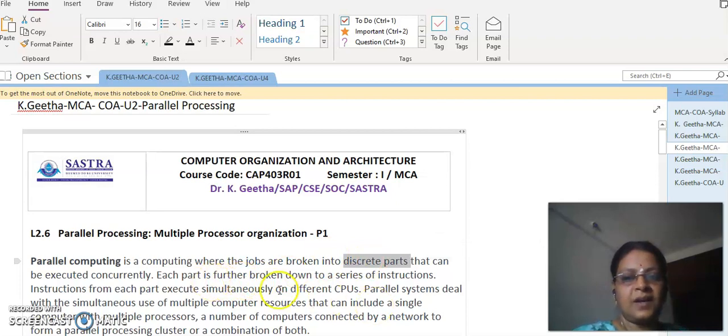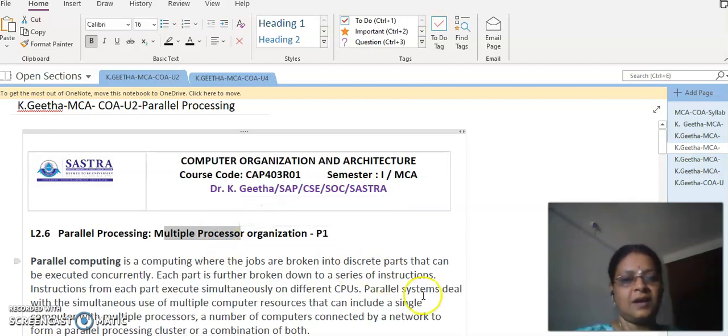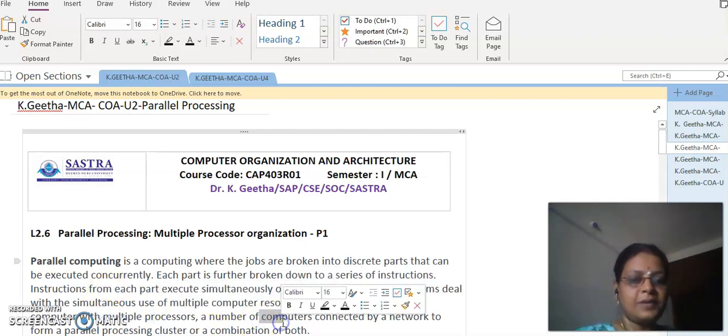Once you have divided it into discrete parts, it is identified as a series of instructions, and these instructions are going to be executed simultaneously on different CPUs. We will be having different processing units. Here we are going to focus on multiple processor organization. If there are multiple processors available, the given problem is divided into subunits, and these subunits are submitted to individual processors. The parallel system deals with simultaneous use of multiple computer resources, which may include a single computer with multiple processors or a number of computers connected by a network.